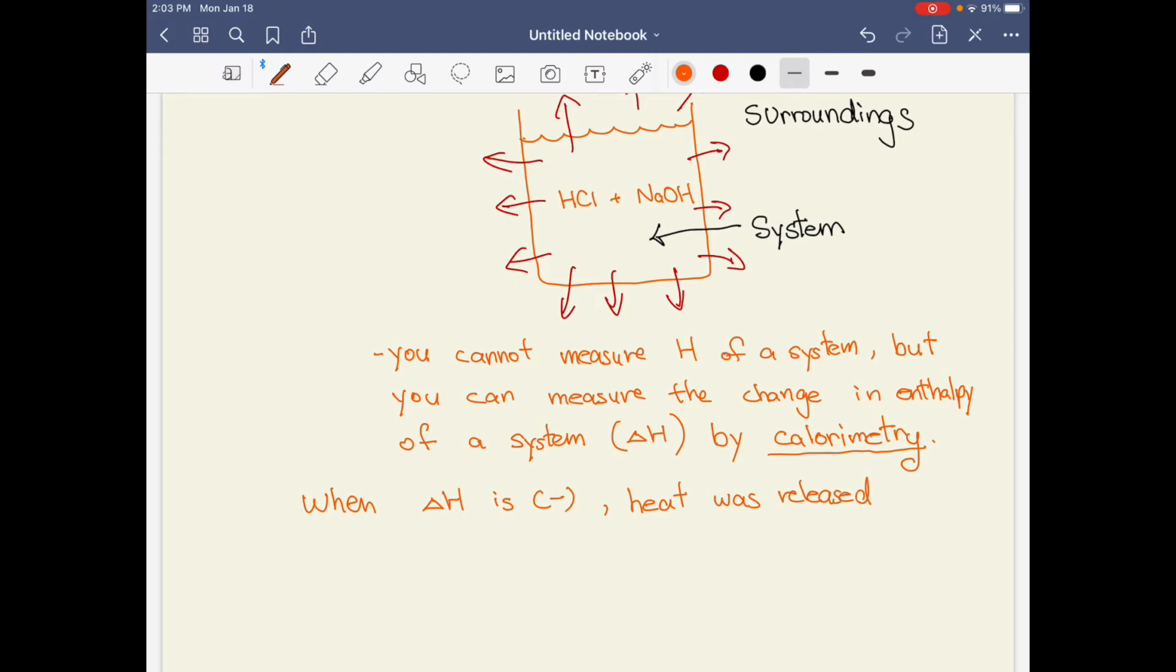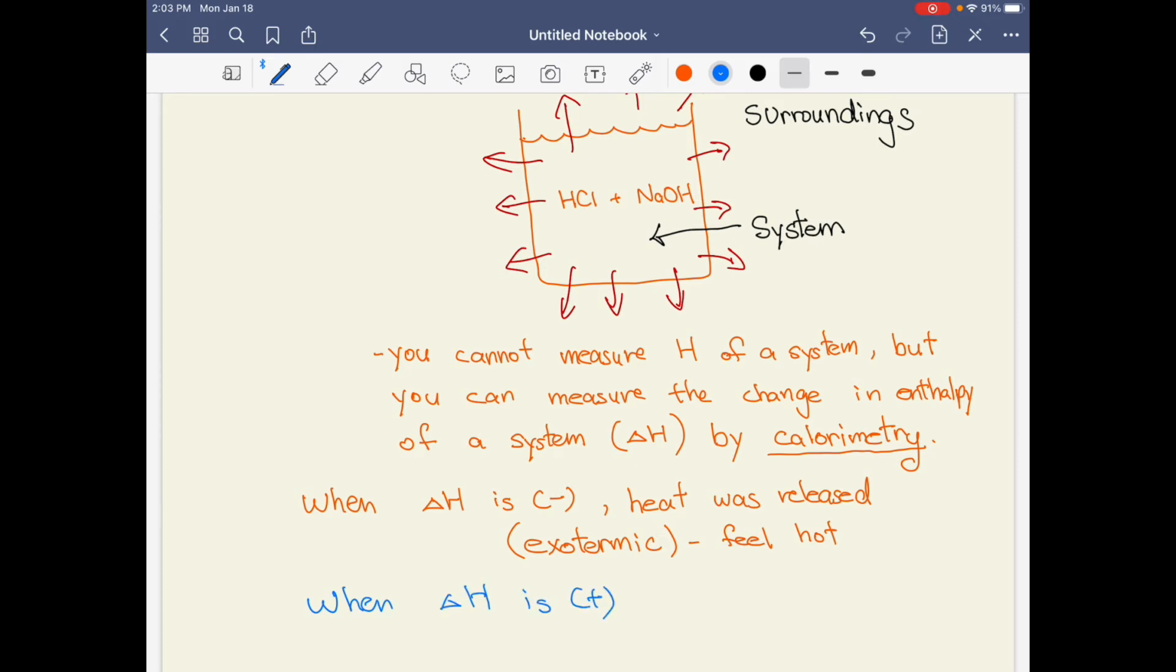Okay? This right here is an exothermic reaction where you feel hot. Pretty cool, huh? However, when delta H is a positive number.